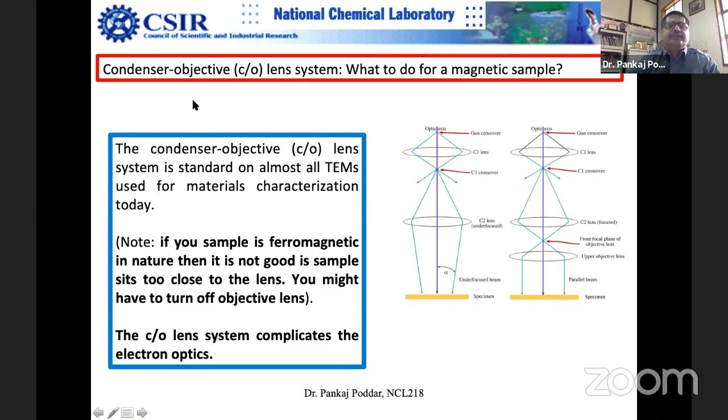As I said, this is already covered. So you can turn it off for a magnetic sample. This makes life more complicated. Upper objective lens. Got it?